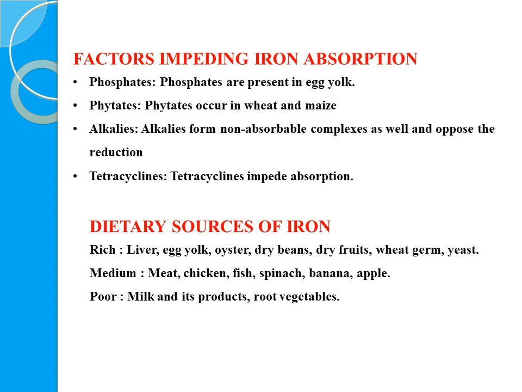Dietary sources of iron. Rich sources of iron are liver, egg yolk, oyster, dry beans, dry fruits, wheat germ, and yeast. Medium sources of iron are meat, chicken, fish, spinach, banana, and apple. Whereas poor sources of iron are milk and its products and root vegetables.